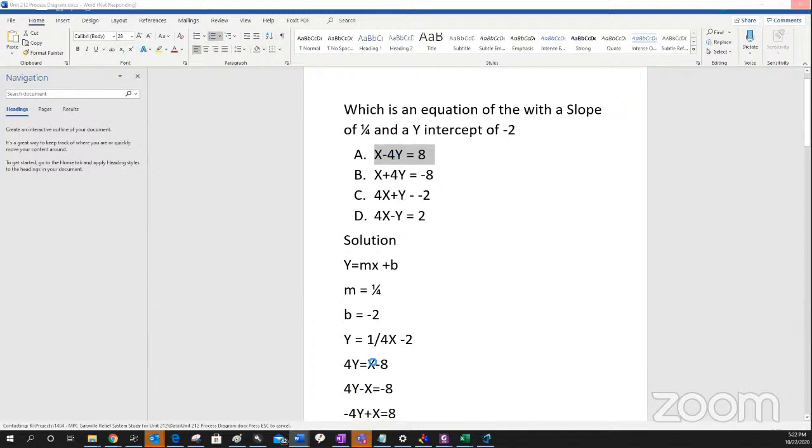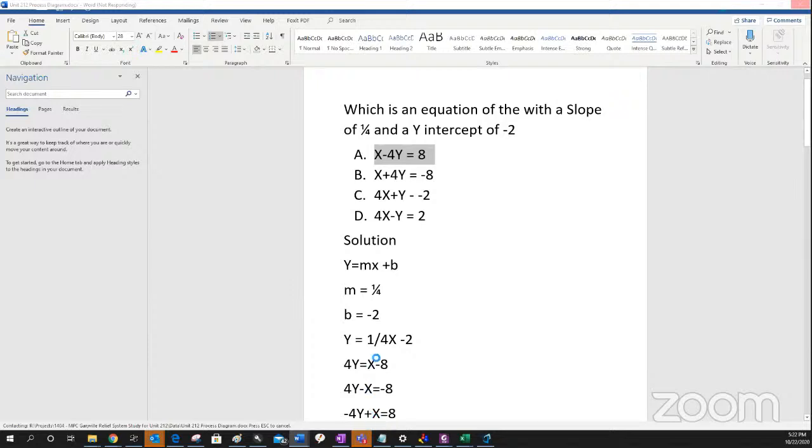You times everything by 4, and you get 4y. 4 divided by 4 times x gives you 1x, minus 2 times 4 gives you -8, right? Now you have 4y, so that part is good. You have x on this side, so you want to put x and y on the same side, because that's what the equation looks like. So you move your x to this side.